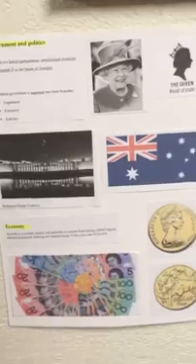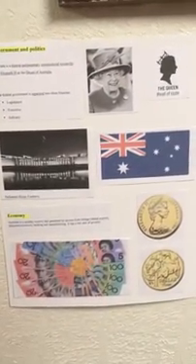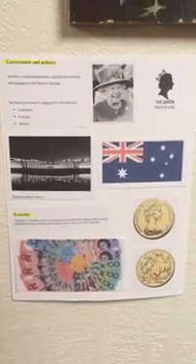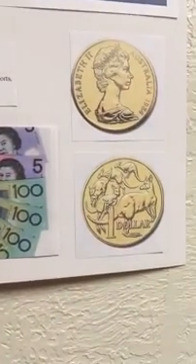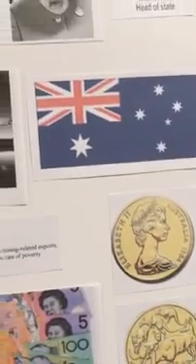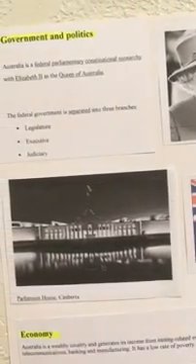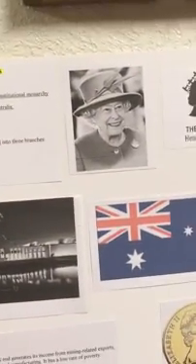Government and policies. The federal government is separated into 3 branches: legislative, executive, and judicial. Australia is a wealthy country and generates its income from mining and exports. It has a low rate of poverty. Queen Elizabeth is on the coins and on the dollar bills.